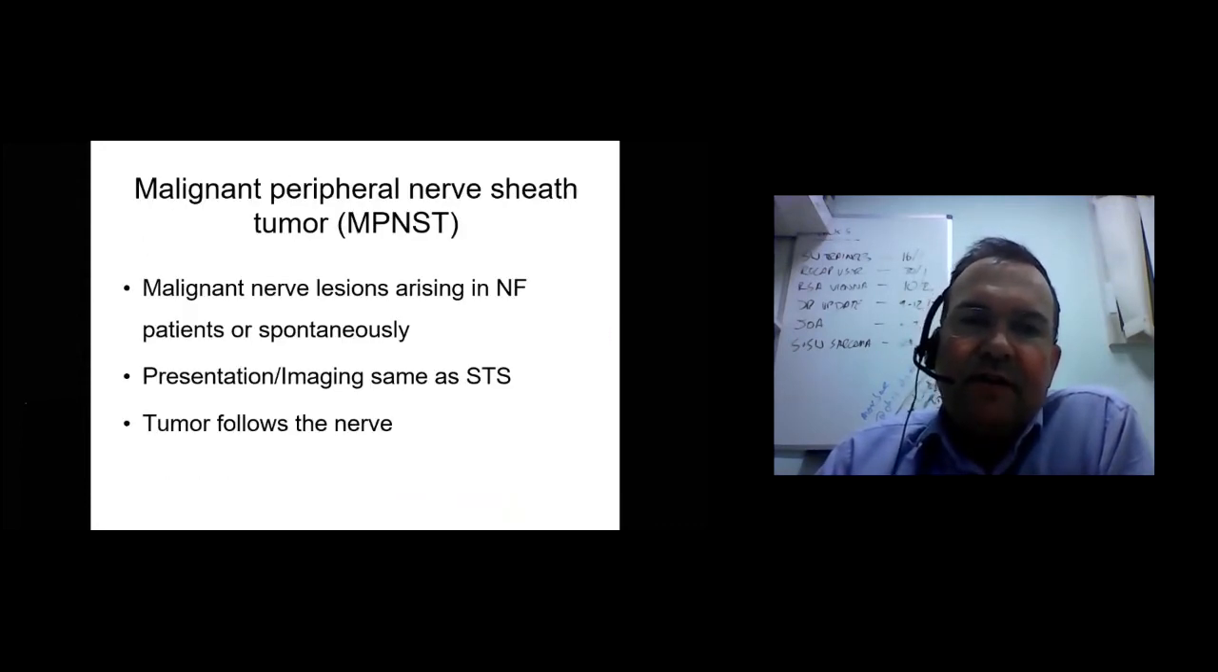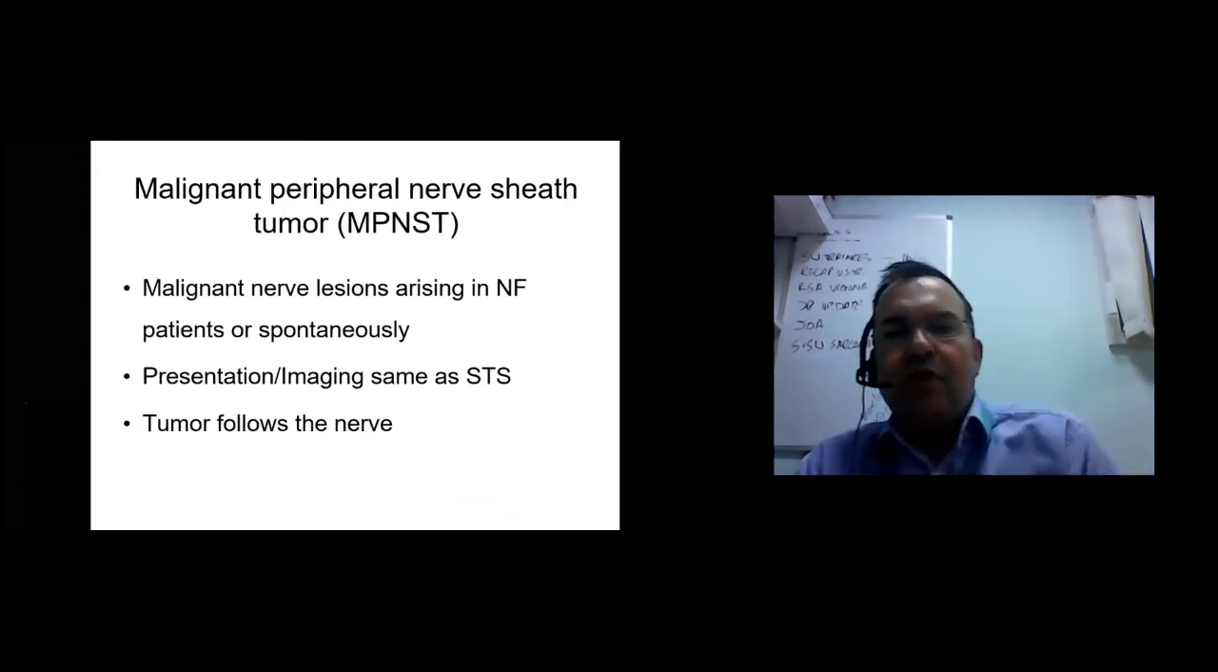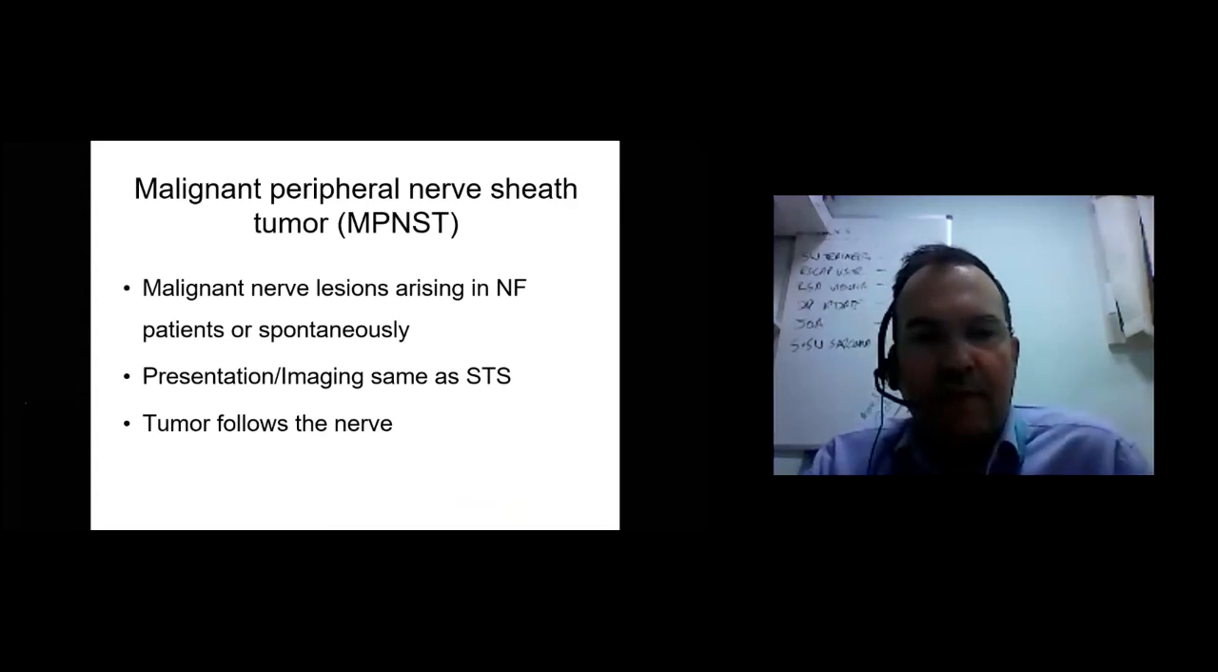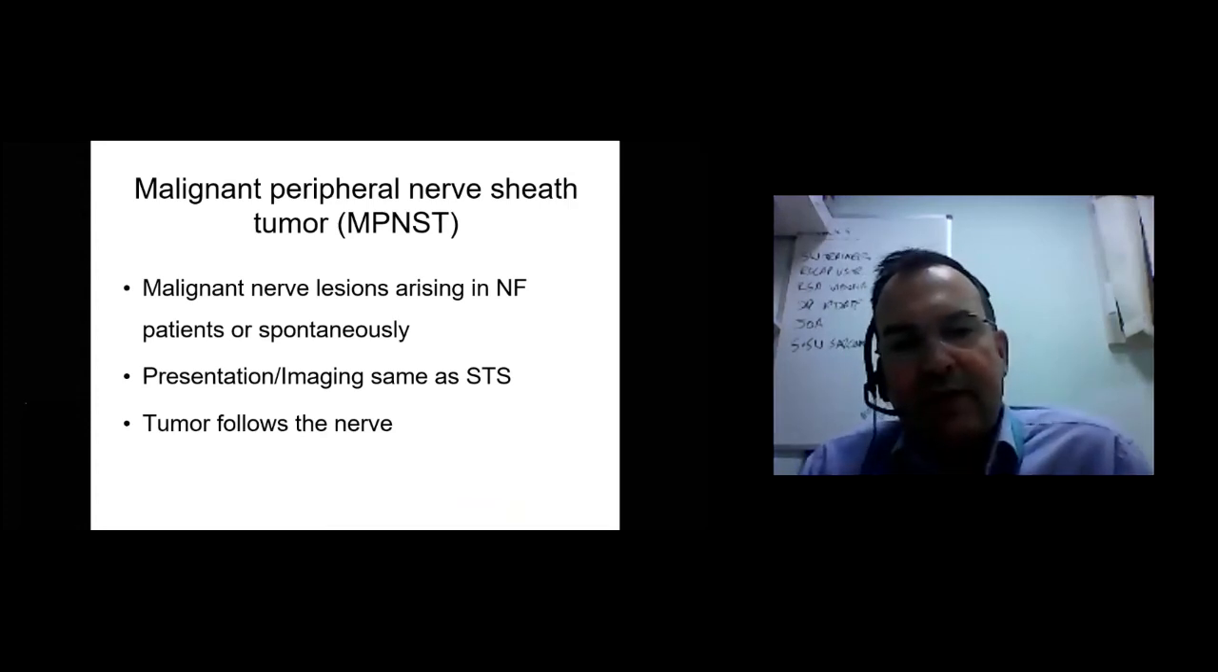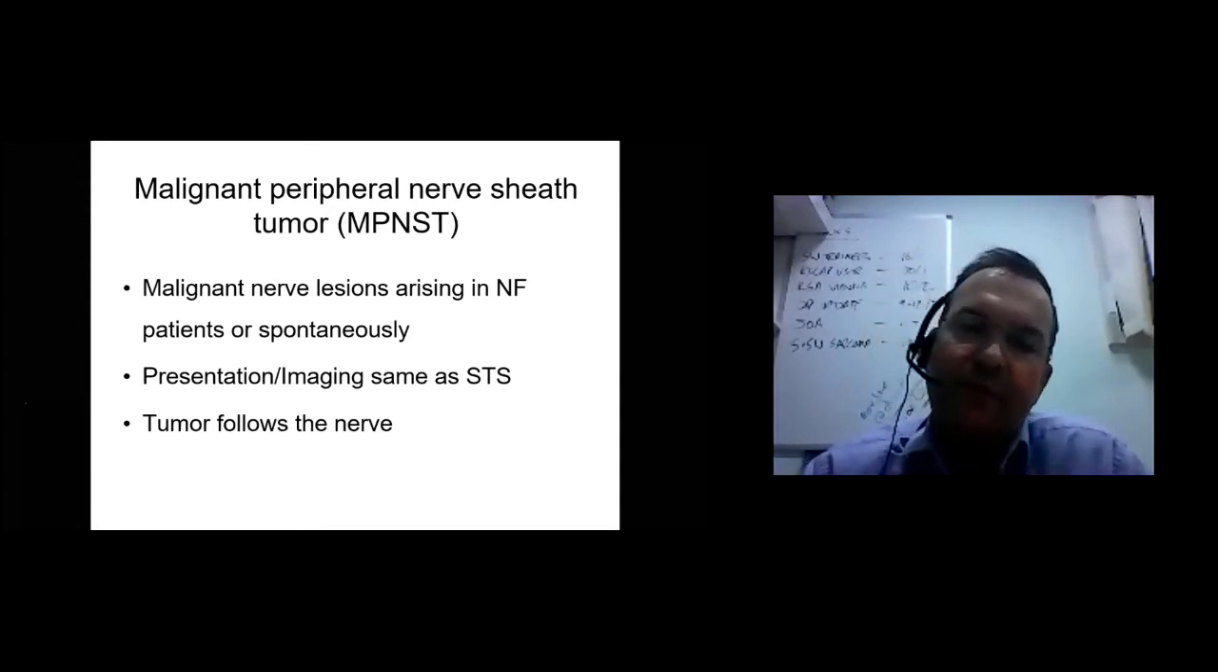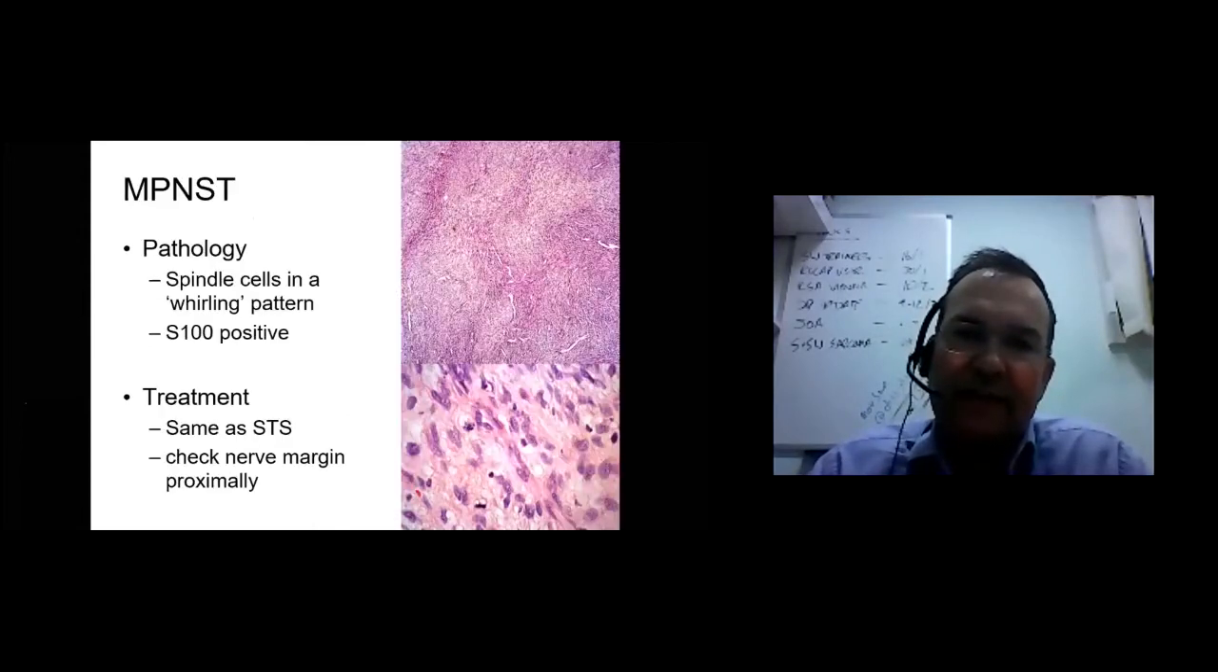The malignant variant of this is the malignant peripheral nerve sheath tumour. These will often occur in patients with neurofibromatosis, so pre-existing neurofibromas. Their imaging will be similar to soft tissue sarcomas, and the tumour follows the nerve. Now, this group of patients is a really good example of where the CT PET scan is really helpful. This is an example where a long-standing lesion becomes more painful. You use the PET scan to identify and evaluate it, and it will show that one of these neurofibromas has become very hot, and we become concerned about that and have to resect it.